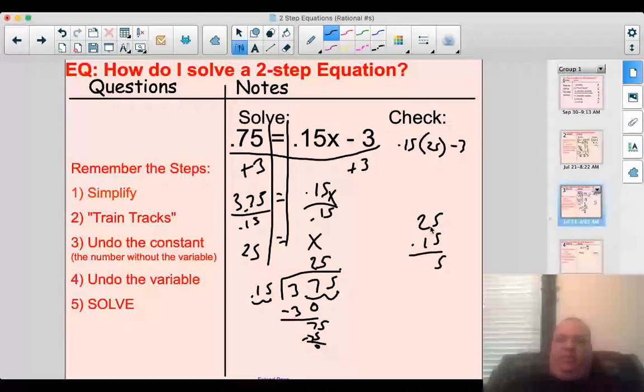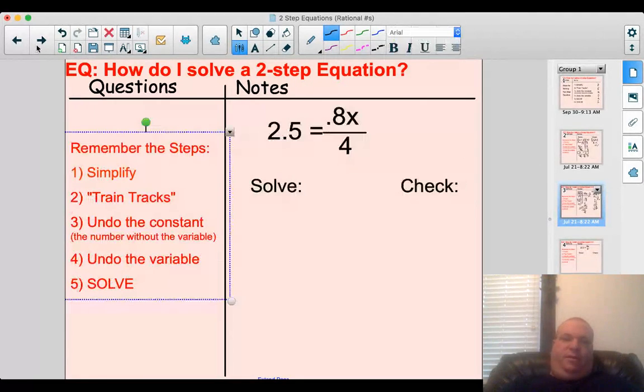25 times 15, that's 125 and 250. Add them up, 375. 2 numbers after the decimal. There we go. All right, so 3.75 minus 3 would be 0.75, which it's supposed to be. That checks out.